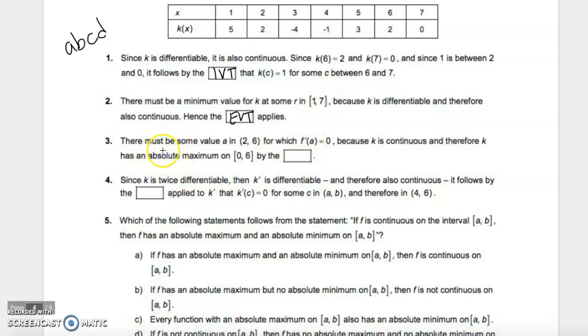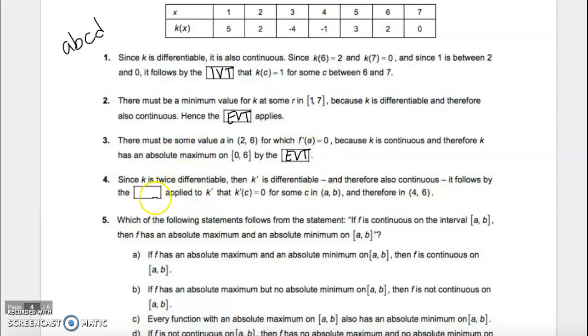Okay, now let's look at this one. There must be some value a in 2 to 6 for which f prime of a equals 0 because k is continuous and therefore k has an absolute maximum on 0 to 6 by the EVT, because you are talking about an absolute maximum, not necessarily that a number falls between two things, but that there's a maximum value. All right, so now since k is twice differentiable, then k prime is differentiable and therefore also continuous.